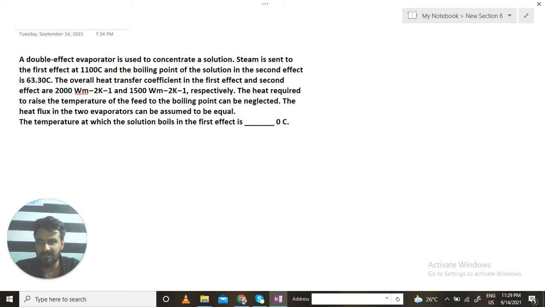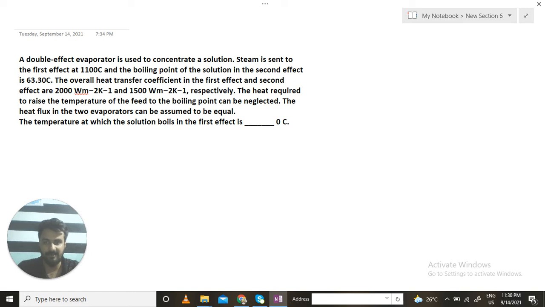A double effect evaporator is used to concentrate a solution. Steam is sent to the first effect at 110 degrees centigrade, and the boiling point of the solution in the second effect is 63.30 degrees centigrade. The overall heat transfer coefficients in the first effect and the second effect are 2000 watt per meter square per Kelvin and 1500 watt per meter square per Kelvin, respectively. The heat required to raise the temperature of the feed to boiling point can be neglected.